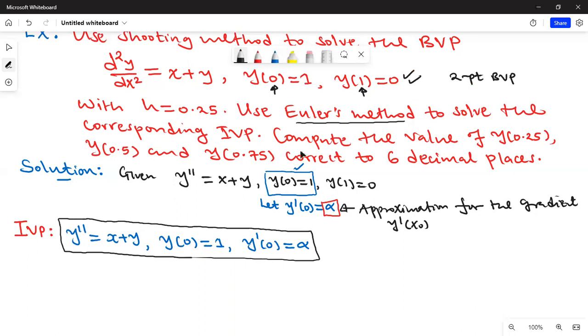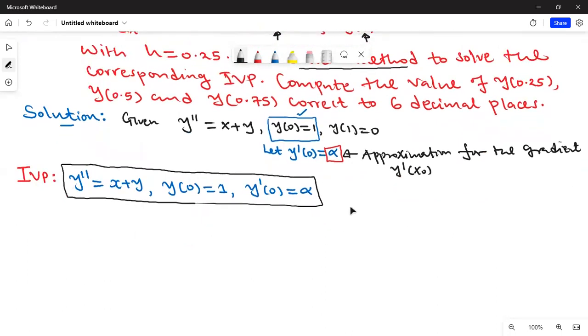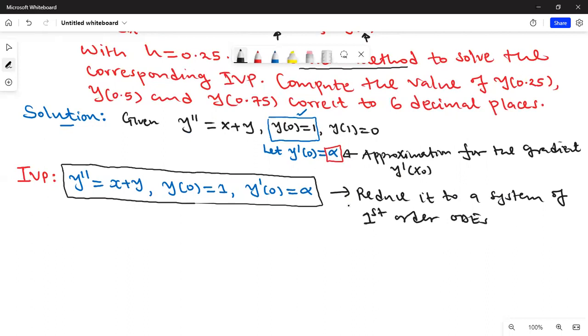Now, for us to use Euler's method on this IVP, remember that Euler's method as we know it is defined for a first order ODE. But for this case, we have a second order ODE. So how do we convert from a second order to a first order? You can reduce it to a first order ODE, or a system of first order ODEs. How do we do this?